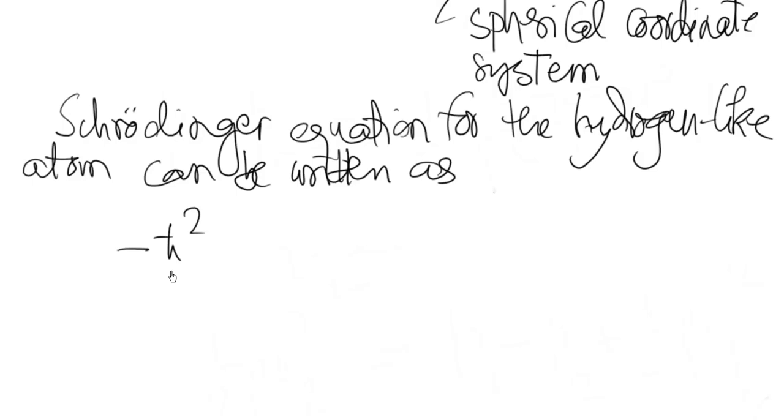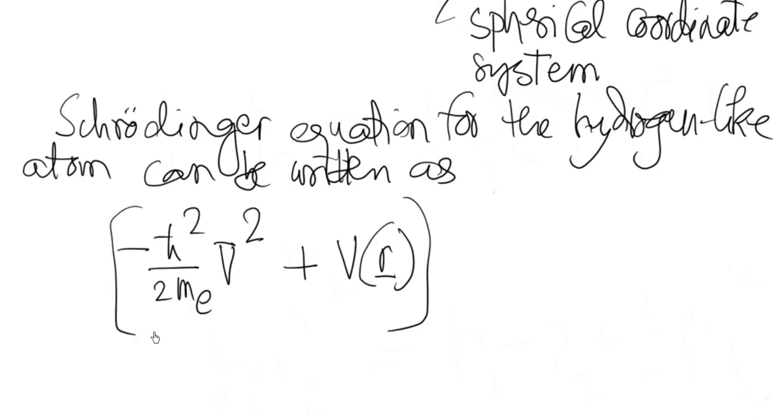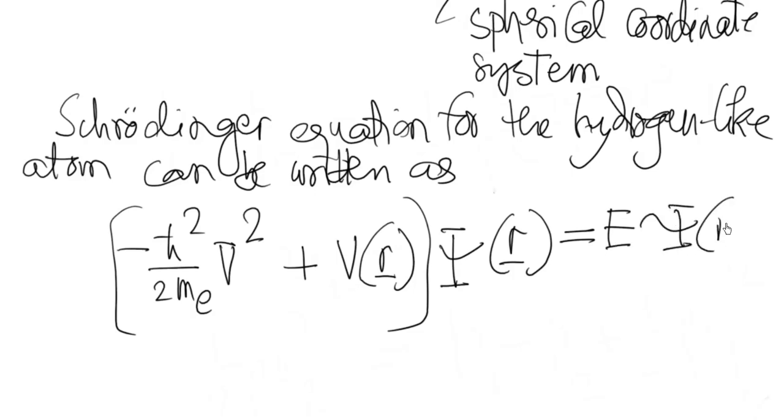We have minus h bar squared over twice me, and then del square operator, plus the potential energy. This Hamiltonian operator will act on the wave function and is equal to the energy times the wave function, where me is the mass of the electron and psi of r is the total wave function of the electron.